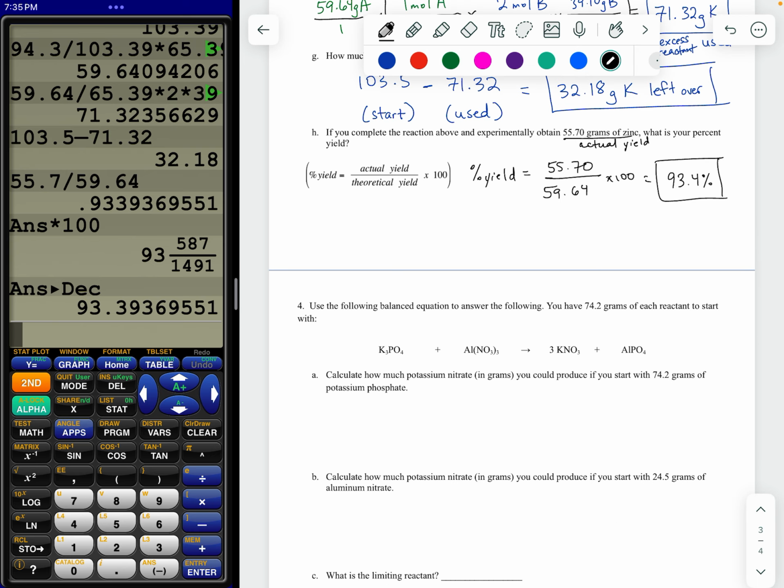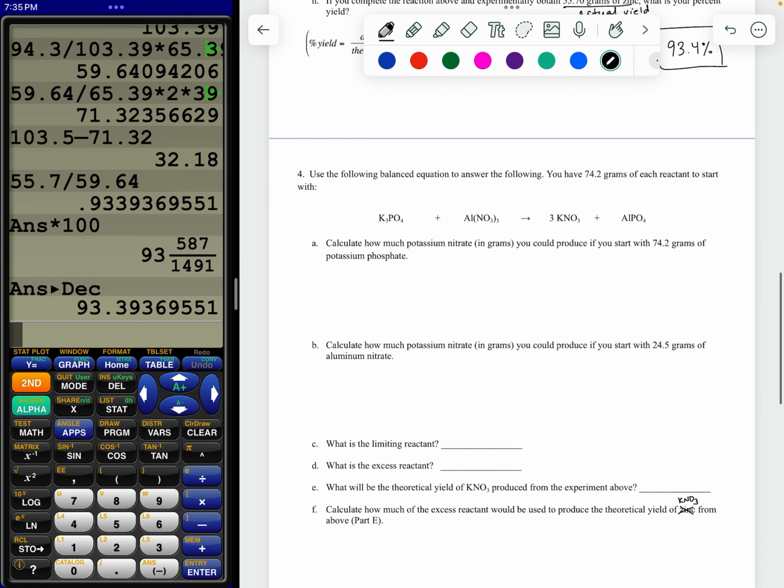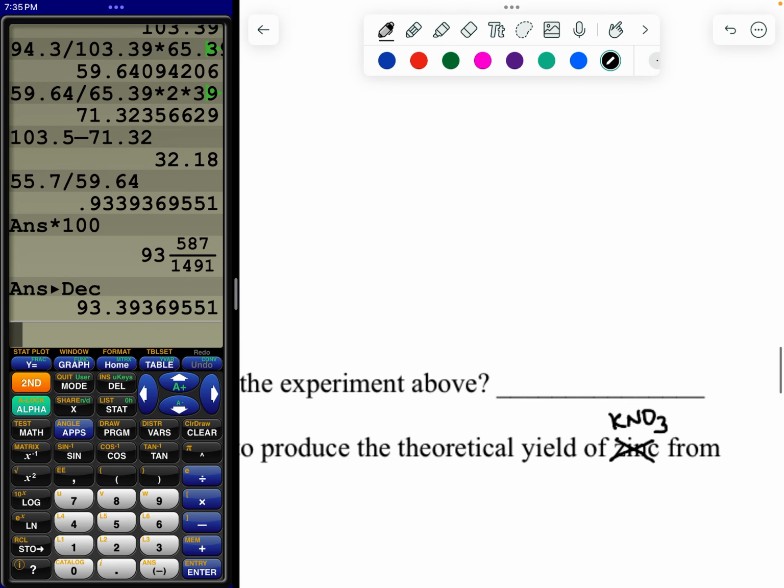And so I'm going to go through this one just so that you have another example. You see, I just made a small typo there.